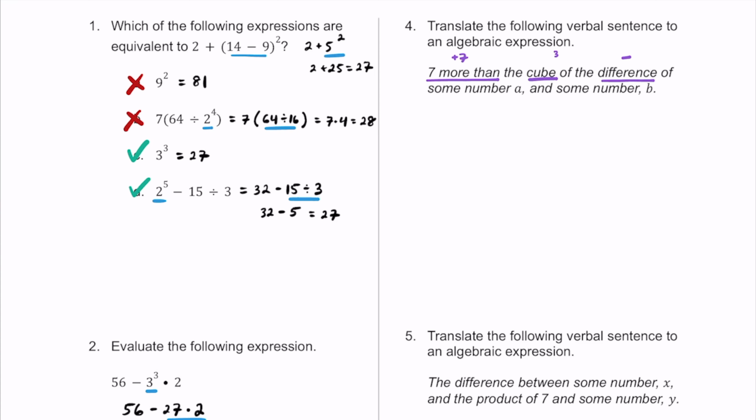So let's see. We have to have 7 more than something. It's the difference of A and B. So I'm going to go ahead and take the expression here of A minus B. Well, that's the difference of A and B. And we have to have the cube of that.